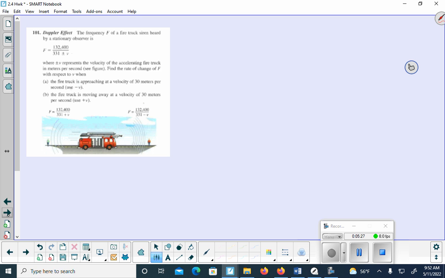It says the fire truck is approaching at a velocity of 30 meters per second, use negative v. So they want you to put in, so they want this f to equal, and then this is 331, and they're telling you to use negative v, so I'm going to put negative 30 in here. Yes? I feel like I need a variable. The fire truck is approaching at a velocity of negative v, where v is a velocity. Oh, you are so right. You do. So, negative v.